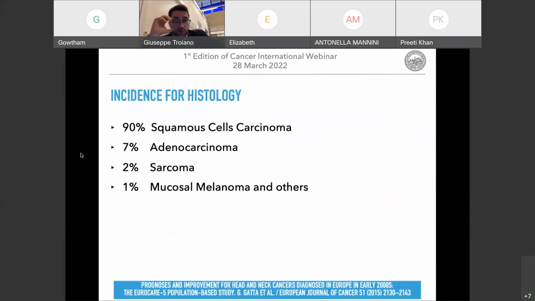Focusing on the histology, we know that 90% of these cancers are squamous cell carcinoma in their histology, while 7% are adenocarcinoma. For this, we have other anatomical structures, but not in the oral cavity. And much less common are sarcomas and, for example, mucosal melanoma.